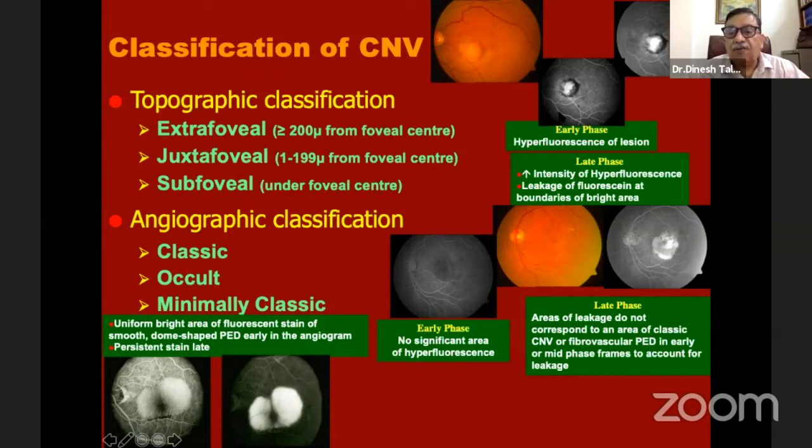In a classic CNV, you have early hyperfluorescence, which becomes very severe with very blurred edges and more intense in the late phases. Or you could have an occult CNVM, which has no leakage in the early phase, but late leakage comes up in the later phases. Or you can have an RPE detachment, which has the hyperfluorescence coming from the early phases and becomes more intense, but the margins remain well-defined in the late phase.